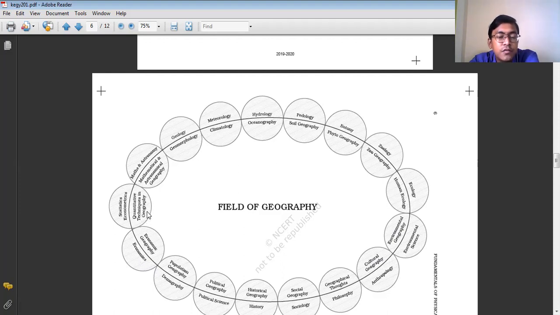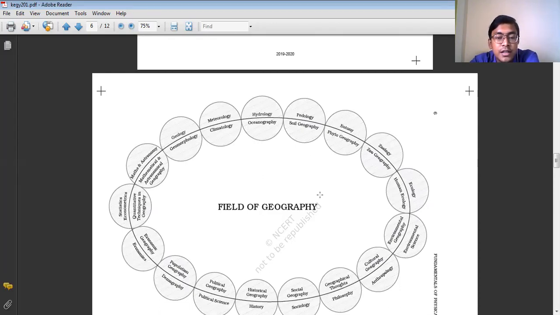Quantitative techniques in geography means the statistical methods which we take help of for various geographical studies. It is related with statistics and econometrics. Mathematical and astronomical geography, like the distance between the earth and different planets, the solar system and all, is related with mathematics and astronomy.